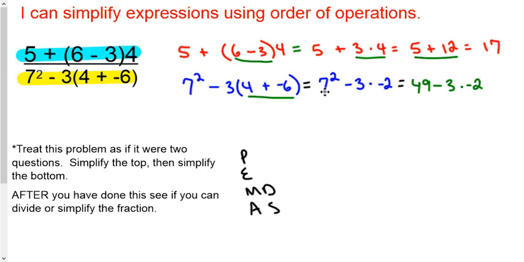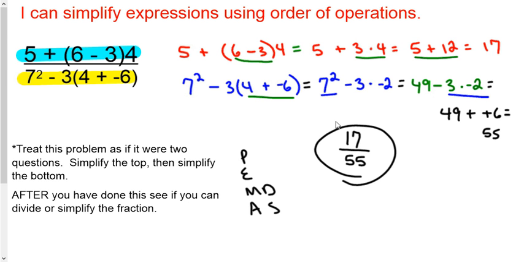Well, and I'll underline that. Before we do the subtraction, we still have to make sure we take care of the multiplication. So 3 times negative 2 is negative 6. And that leaves us with 49 minus negative 6. Keep change, change. That's going to make it 55. So our whole problem here is really 17 divided by 55, and we can't simplify that any further. So this is our final answer.